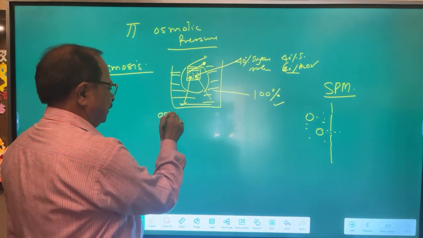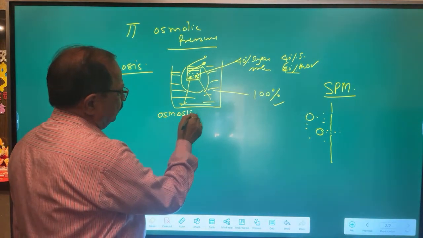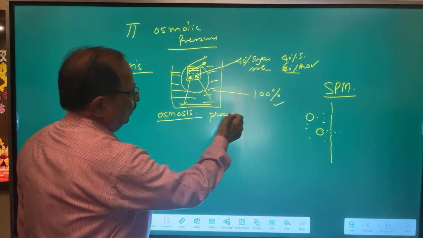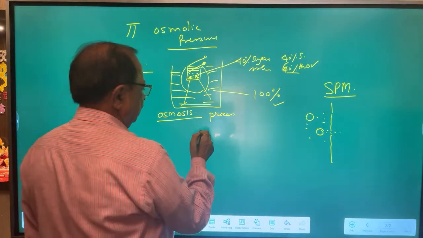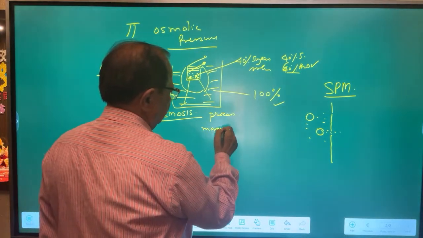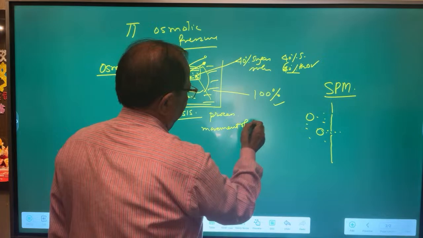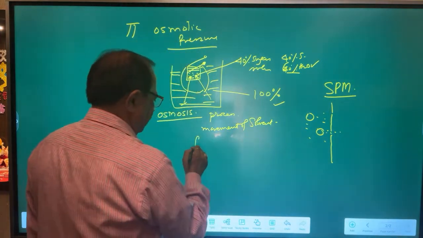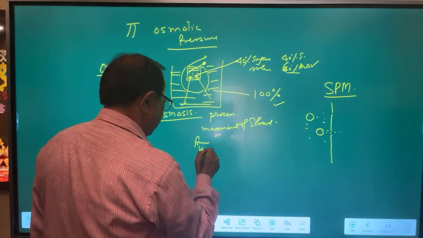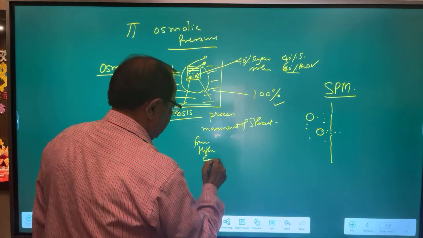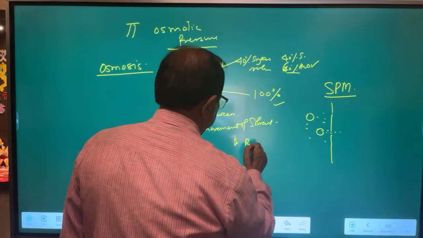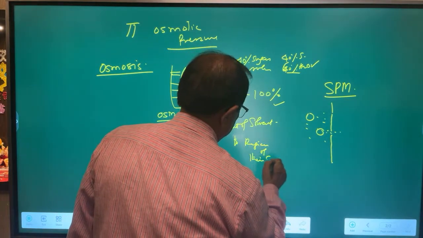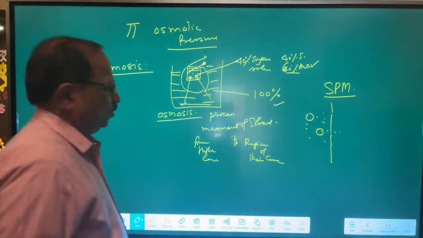So this is osmosis. If you have to define osmosis, it's a process. So what happens in this process? There occurs a movement of solvent molecules from a region of their higher concentration to a region of their lower concentration. So this is known as osmosis.